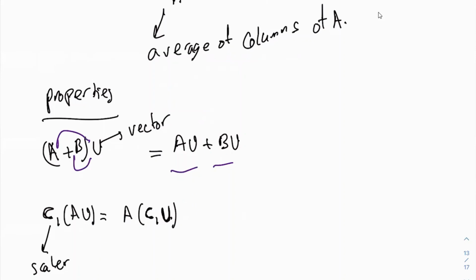When you multiply a constant by A u, where A is a matrix and u is a vector, you can multiply the constant by either of them first. You can first multiply the constant by the vector, then the result is still a vector, and then multiply the matrix by that resulting vector. So it doesn't really matter.